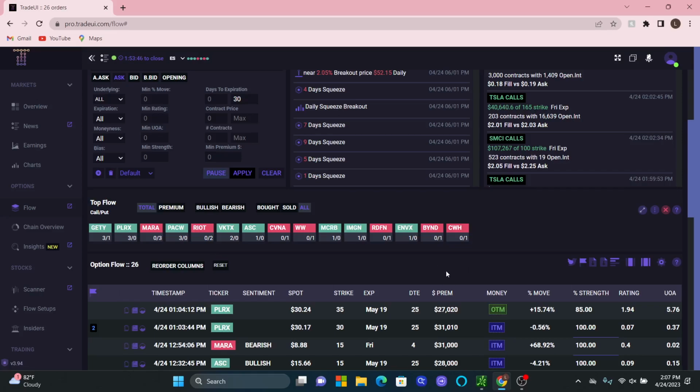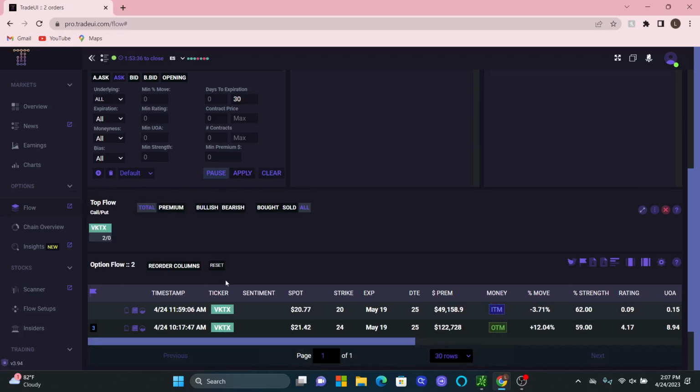So what we want to do is find something. Usually we want to see nothing but calls coming in, and we want to see what's going on here. So in this case, I see PLRX and I see VKTX. So let's look at VKTX here. All right, so I already see a $100,000 premium, which is really bullish on small cap. I like this one a lot.